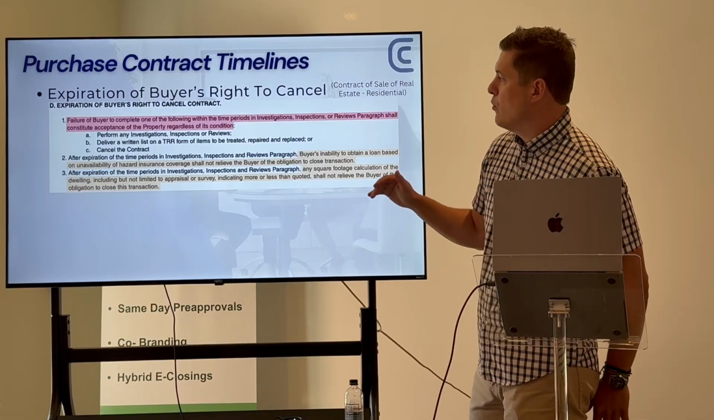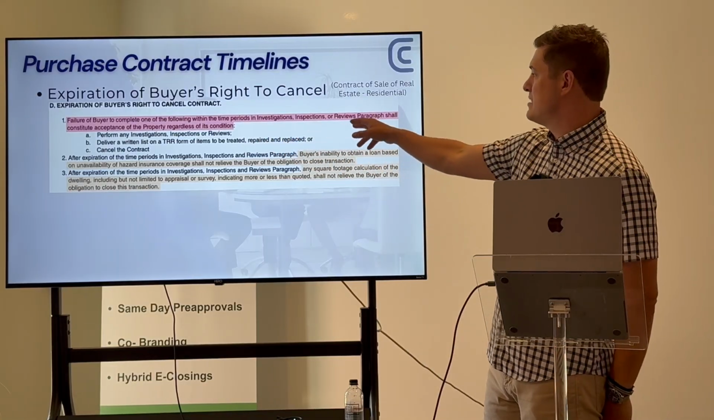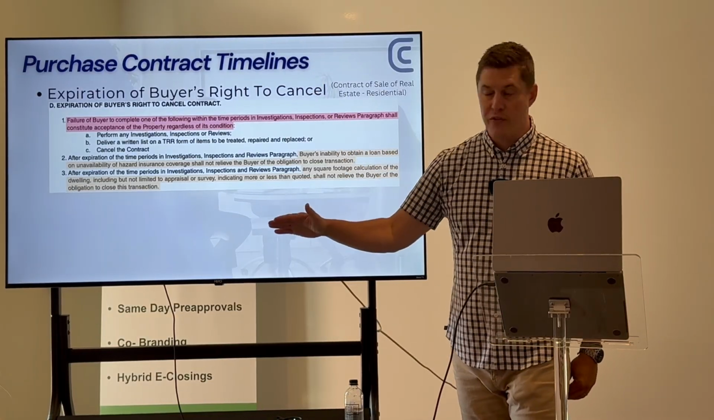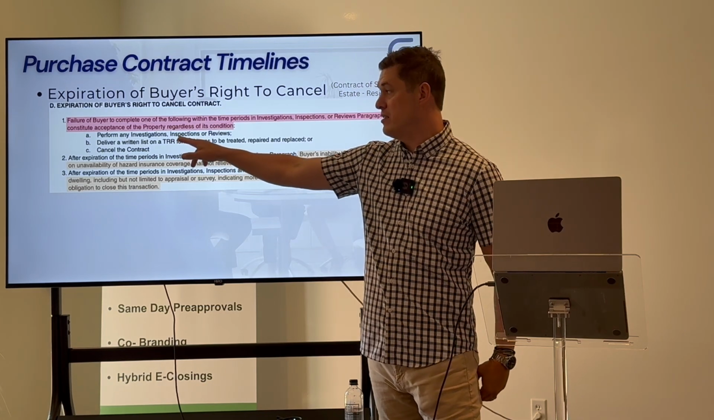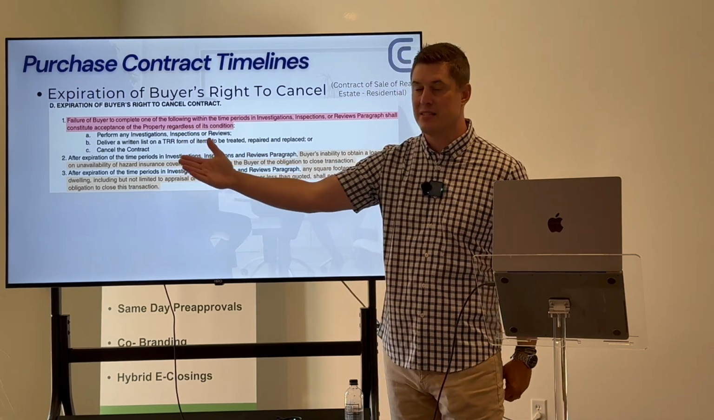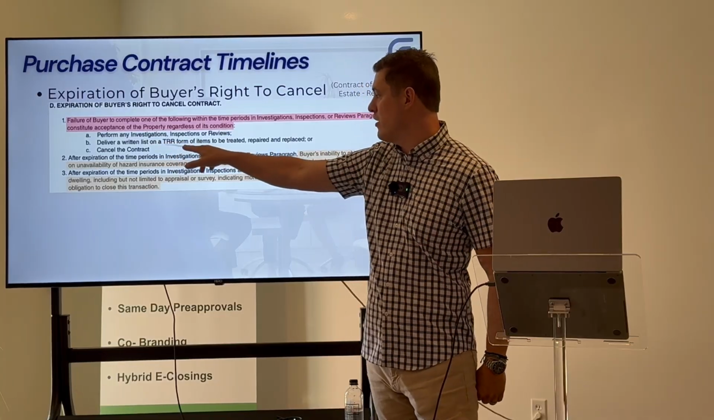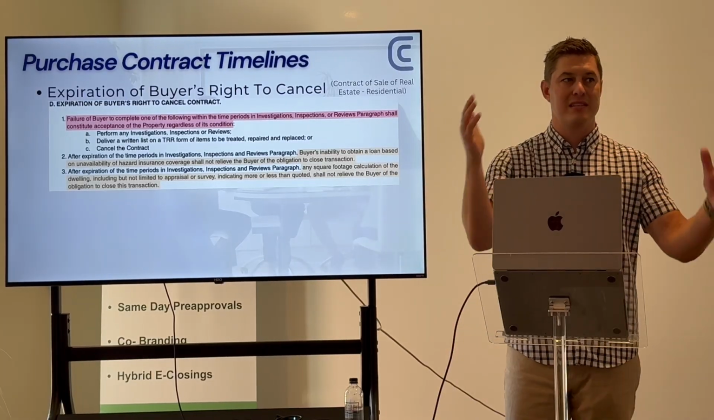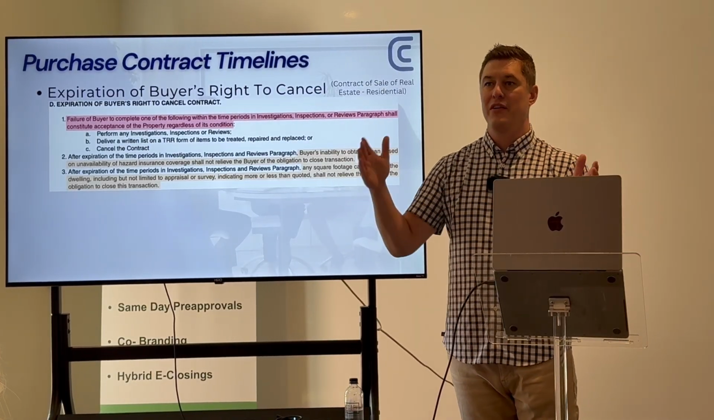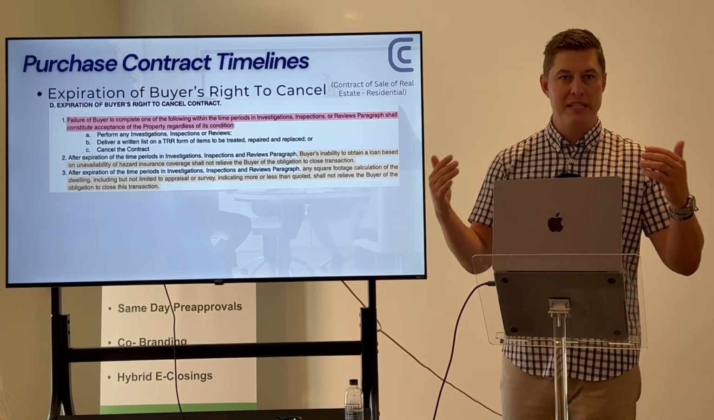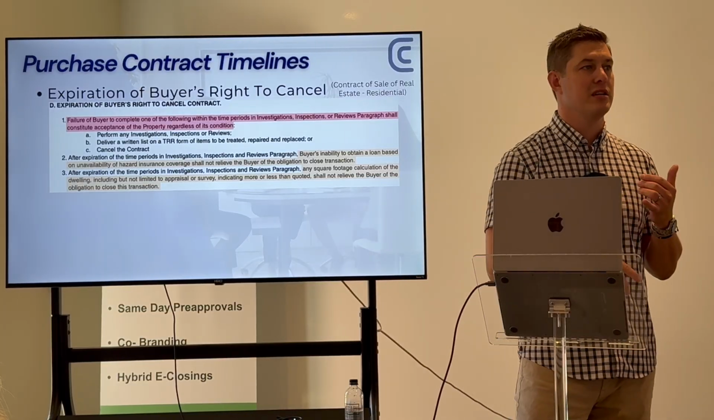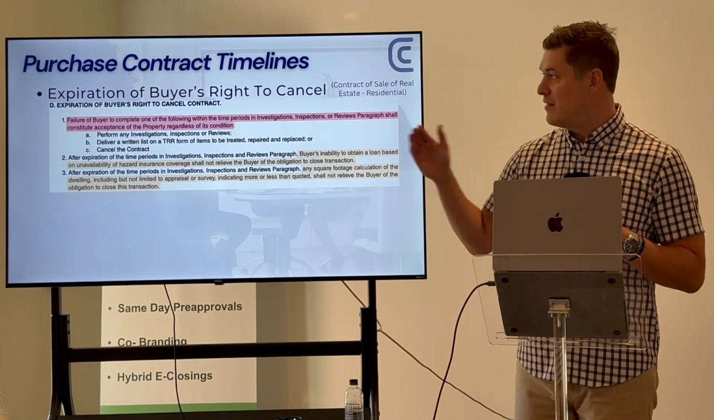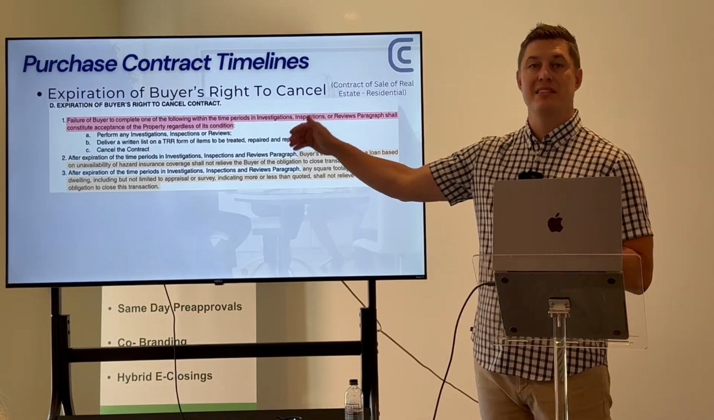So, failure to complete one of the following in the time periods in the investigations and reviews paragraph. By the time the time reference period is over, if you didn't do any inspections, you agree to take it as is. If you don't deliver a TRR, you agree to take it as is, or cancel the contract, you agree to take it as is. So if the time reference period expires and the 24 hours expires and you do not submit a TRR or a cancellation, your buyer is obligated to take it as is at that point. They have canceled, their right to cancel has expired.